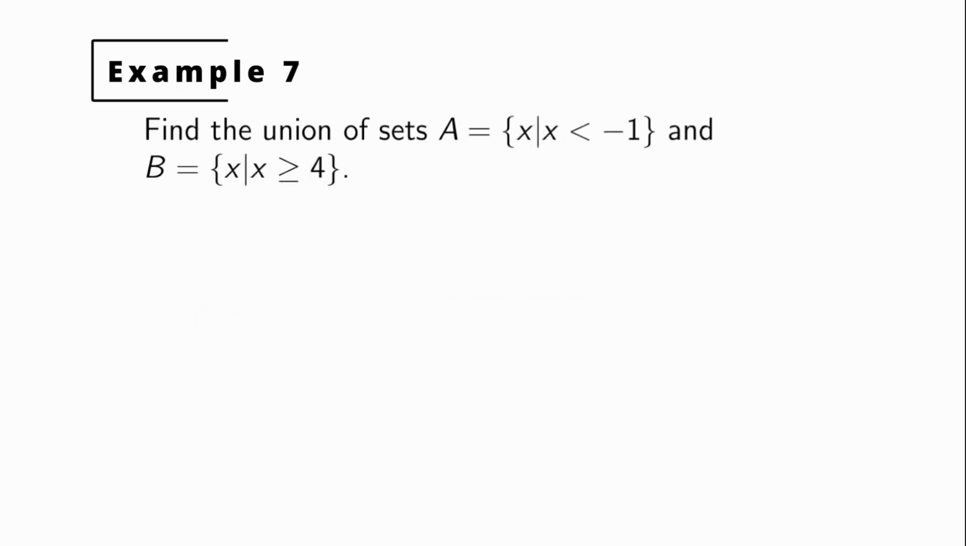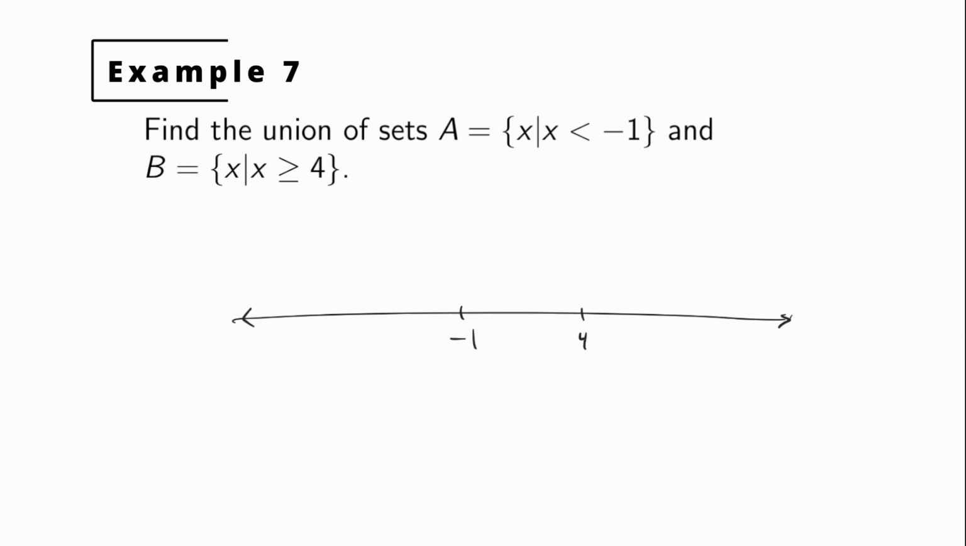All right, let's do another example. Find the union of these two sets. A, all x such that x is less than -1, and B, all x such that x is greater than or equal to 4. So again, as I mentioned before, let's draw a number line and graph these. So for A, we want x is less than -1, and B, x is greater than or equal to 4.